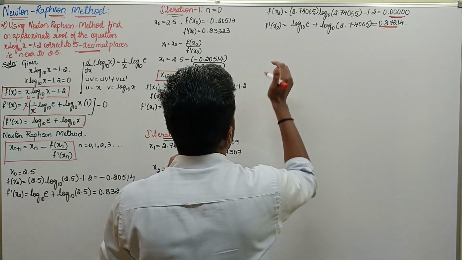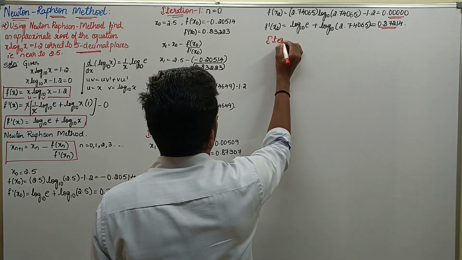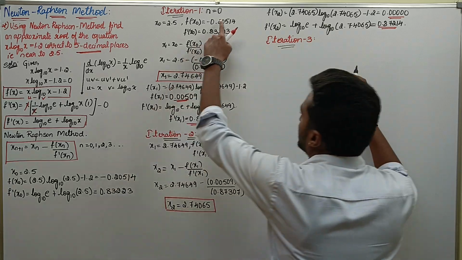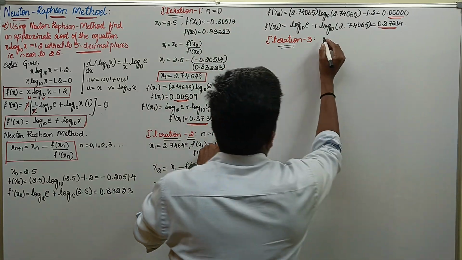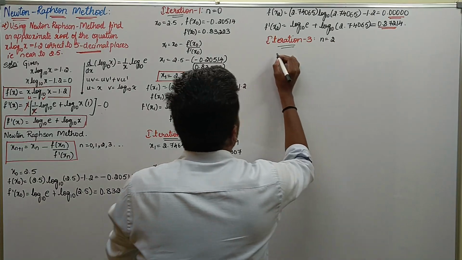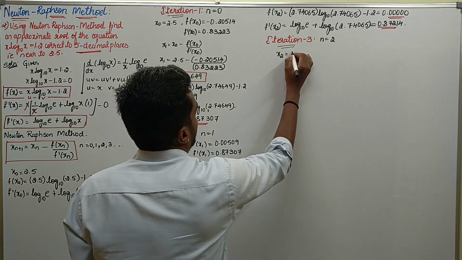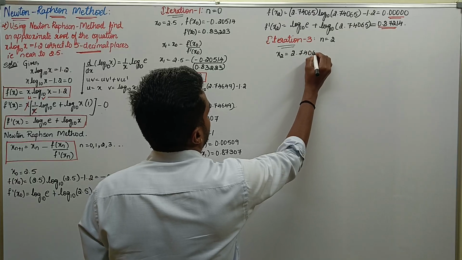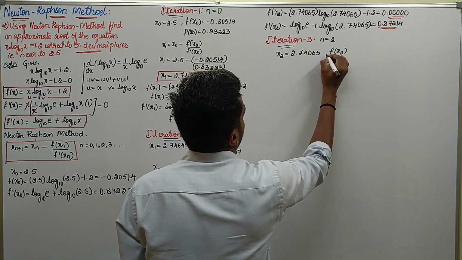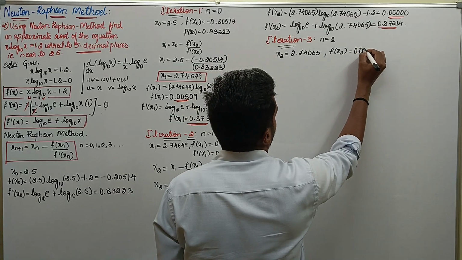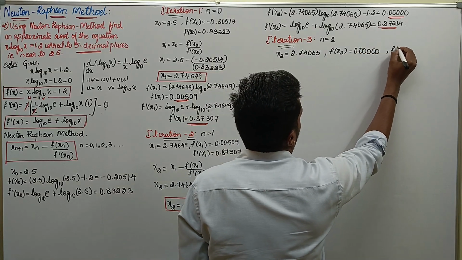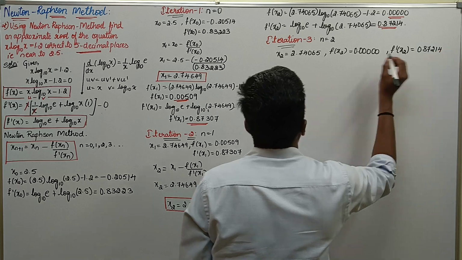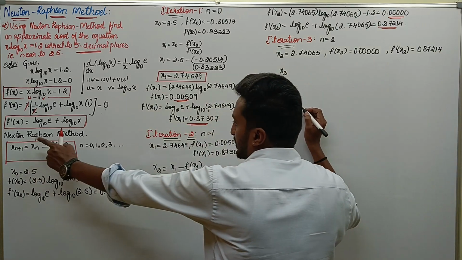if I simplify Newton-Raphson method, I get the iteration value, that is third iteration, iteration number 3. To find iteration number 3, we have taken n equal to 0, n equal to 1, but now I am going to take n equal to 2. Okay, done. So what I get, the value of x2 is 2.74065, and f of x2 you get 0.00000, and f dash of x2 you get 0.87214.